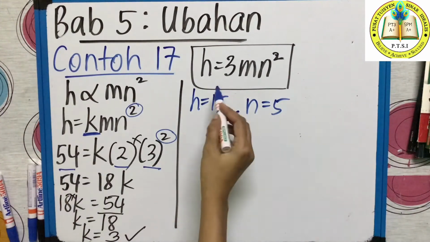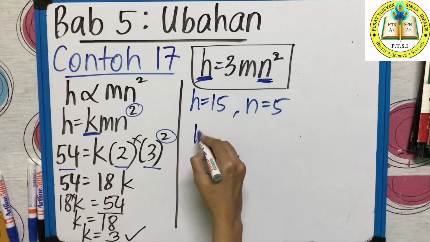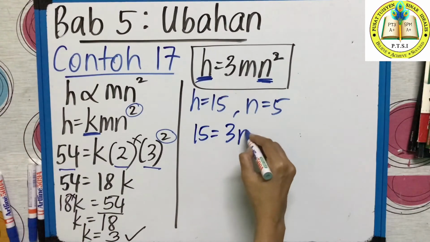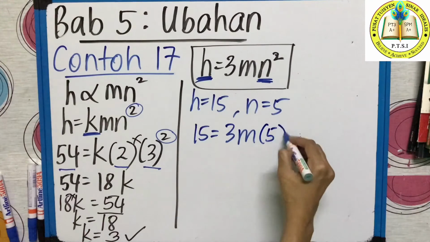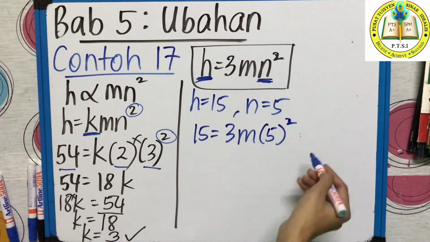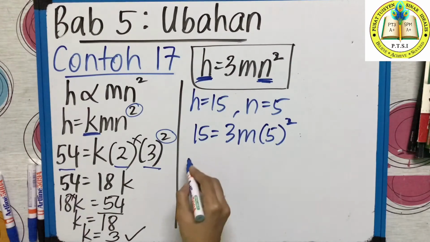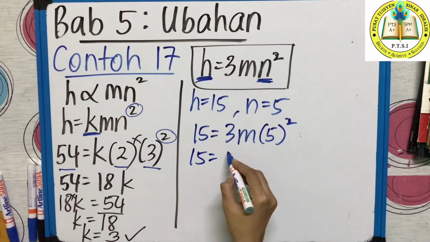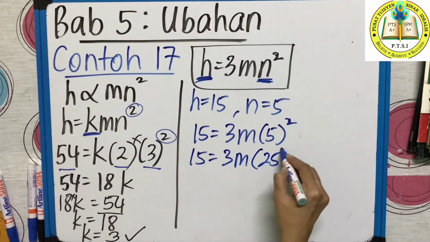Second one, they gave H15 N5. So, kamu perlu ganti. So, H15, 3M, N berapa? 5. So, 5 kuasa 2. Anytime that you want to ganti, put bracket dan ganti, it will be safe. So, 15 sama dengan, okay, 3M, 5 kuasa 2 adalah 25.